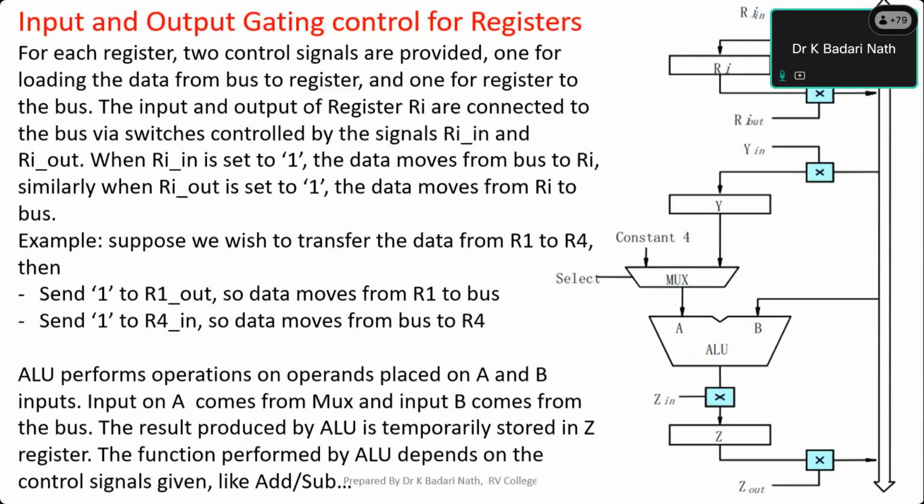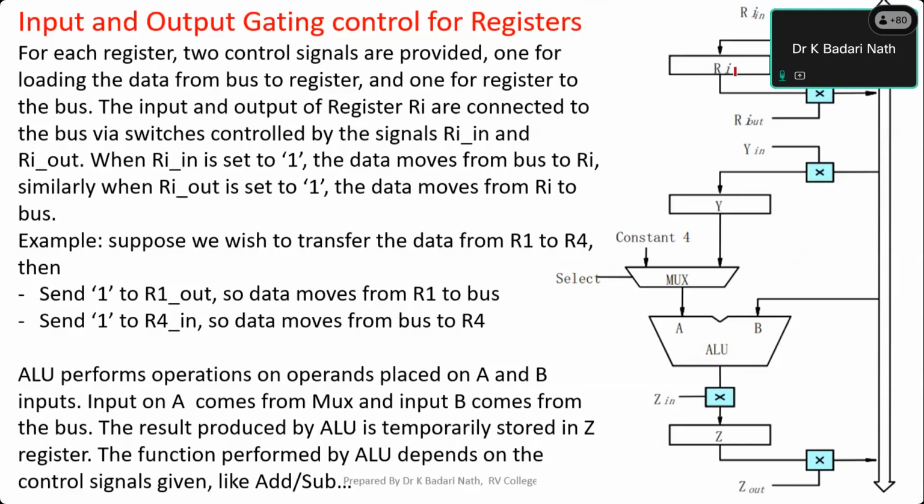Why are we using this? Only when required, I will connect this line to here. If I am not interested, I can disconnect it. How can we disconnect it? By controlling this. So every register will have 2 controls. When I want to write into it, I can do so by making RIN equal to 1. For example, if it is an R1 register, I say R1 in. Whenever R1 in is equal to 1, the bus is connected to R1 for writing.